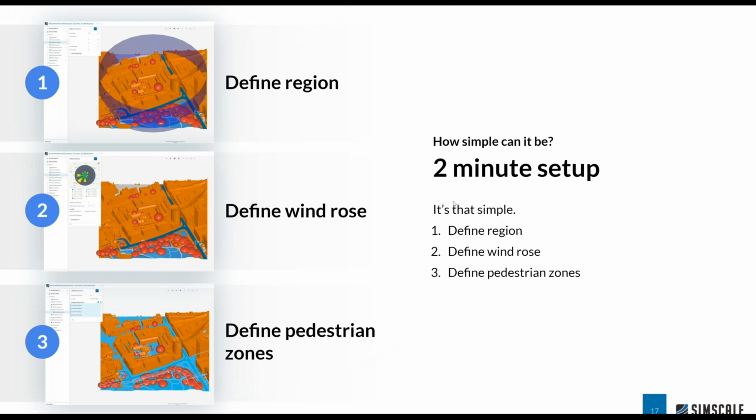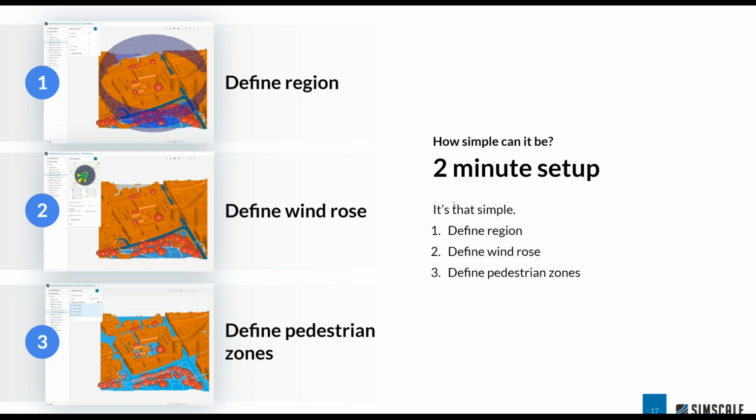And luckily, we've done a lot of work here to actually automate this. So it can be reduced down to 3 simple steps. This would approximately take 2 minutes to set up after you've uploaded it to the platform. And the main things that we're looking for is to firstly define a region of interest.